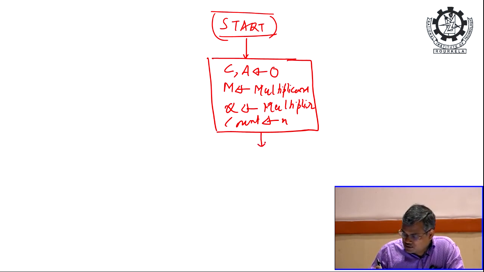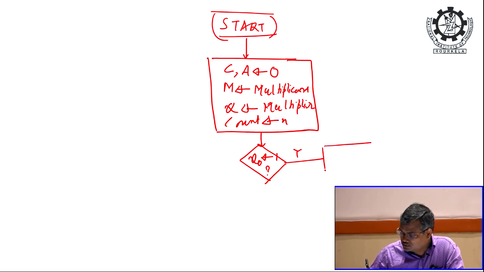Okay, each time what we will see is the value of Q0. Q0 is nothing but the multiplier bit. If Q0 is 1, then we need to do some kind of operation. Okay. What is that operation? If this is 1, then we should perform addition. Okay.